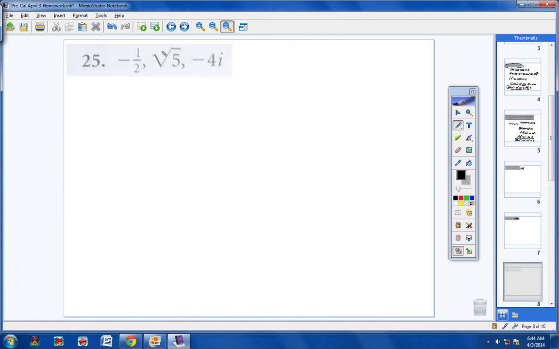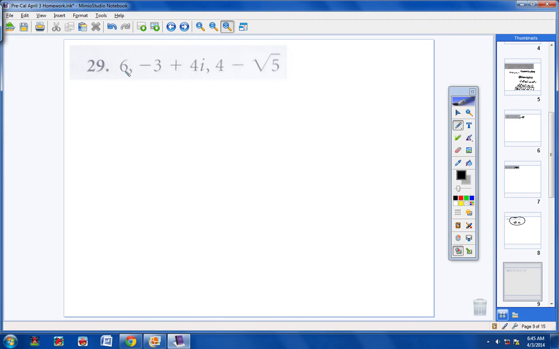Okay, moving on to numbers 25 and 29. It says find the other zeros. So once again, we're doing the same thing. This is rational, so I'm not worried about this one. However, square root of 5 is irrational, so I know another 0 we must have is negative square root of 5. Negative 4i is imaginary, so I know another 0 that I must have is a positive 4i. So there's all of your zeros. Okay, let's take a look at number 29.